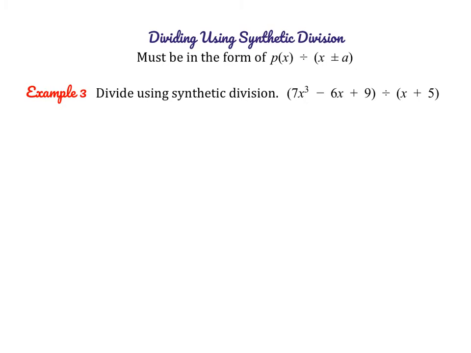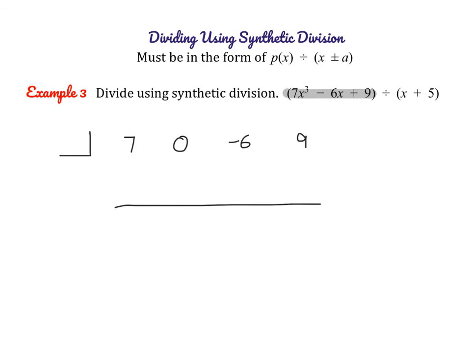So the setup is kind of interesting, so we're just going to kind of go with it. The first thing we're going to do is we're going to be taking the coefficients from our first polynomial. So just the coefficients. So the coefficient of x cubed is 7. And notice we are missing an x squared term, so we are going to put a 0 there. And then the coefficient of x is negative 6, and then our constant is 9. And then I'm going to leave a space here, and then I'm going to draw a line. And then last, I'm going to put a little box over here in the corner.